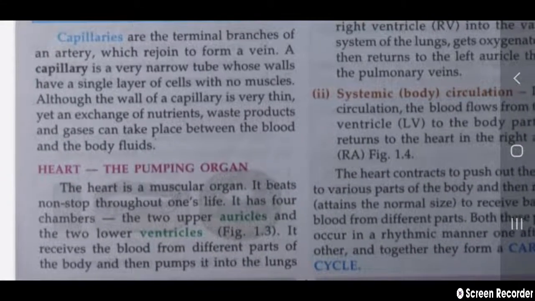Next, capillaries. Capillaries are the terminal branches of the artery, which rejoin to form a vein. A capillary is a very narrow tube whose walls have a single layer of cells, and it has no muscles. Although the walls of the capillary are very thin, an exchange of nutrients, waste products and gases can take place between the blood and the body fluids due to the capillaries.